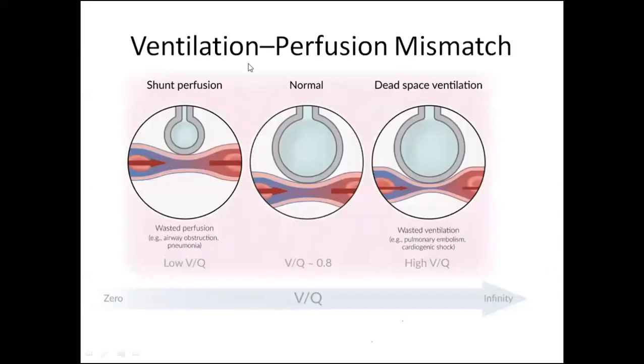So this is about ventilation perfusion mismatch. In normal, the VQ ratio will be around 0.8. If you have low ventilation with normal perfusion, your VQ ratio will be low. And if you have normal ventilation with low perfusion, your VQ ratio will be high.